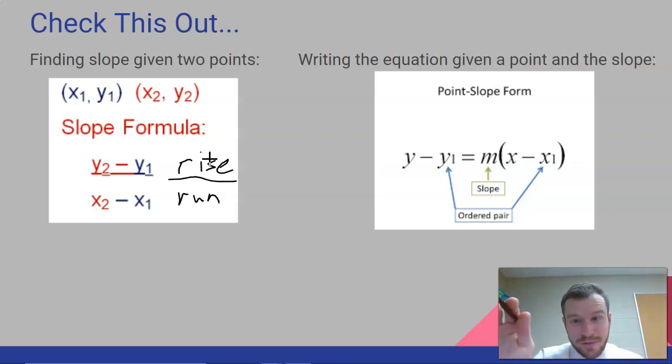Now if you're trying to write an equation given a point and the slope, so you're trying to write the equation of the function, you're going to use point slope form. It's y minus y1 equals m times x minus x1. Now you're given the slope, right, and just 1 point. So you're going to end up subbing the x value of that point into x1 and the y value of that point into y1. We'll work some examples applying these formulas.